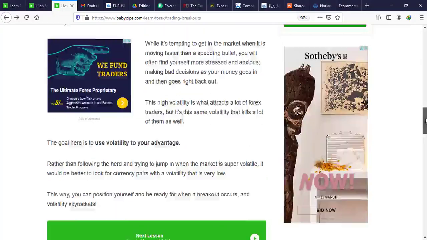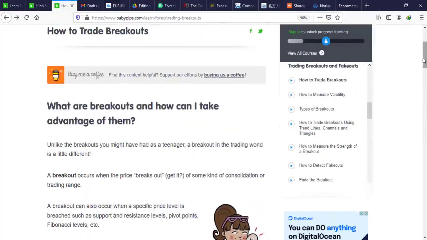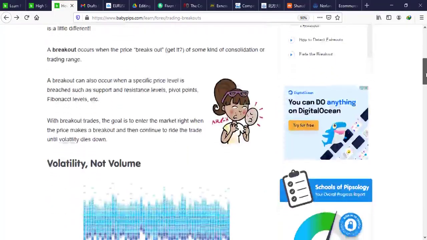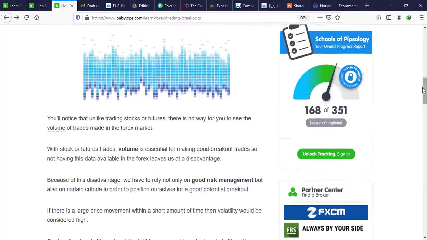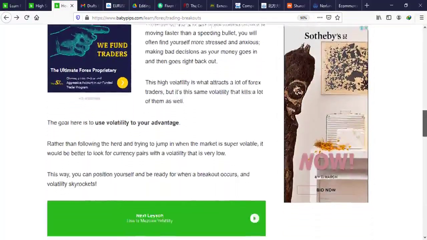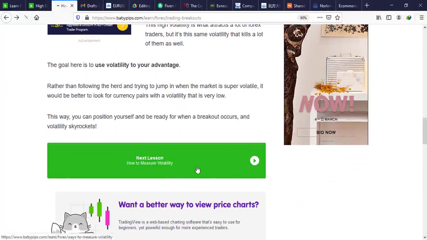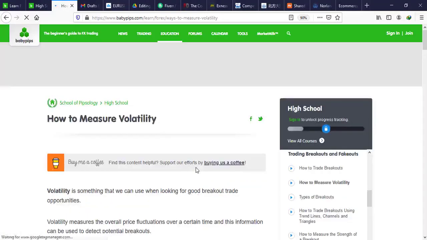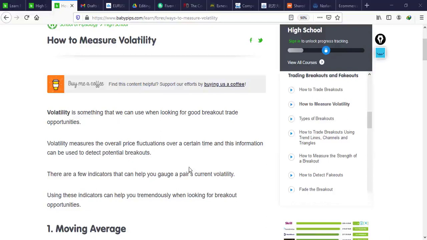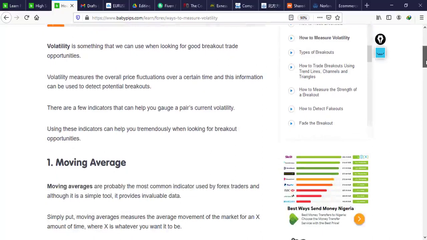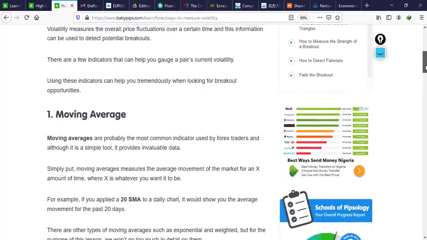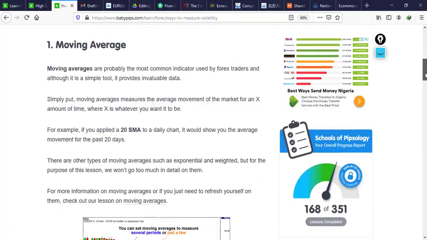So now that we've known what volatility is, how breakouts work, and how best to enter them, waiting for the market to settle, let's now move to the next lesson, which is how to measure volatility. Volatility measures the overall price fluctuations over a certain time, and this information can be used to detect potential breakouts. So we use volatility to look for good breakout trading opportunities, and there are a number of tools we can use to find this out.